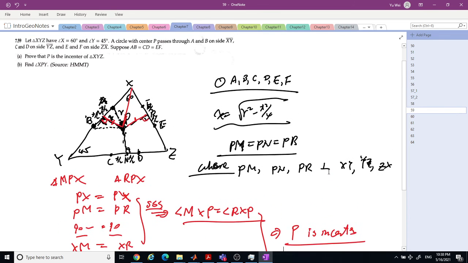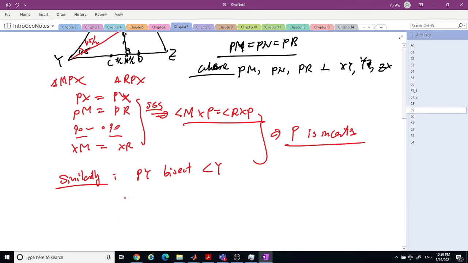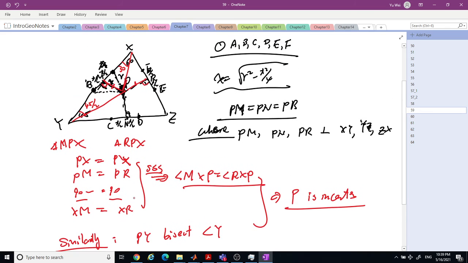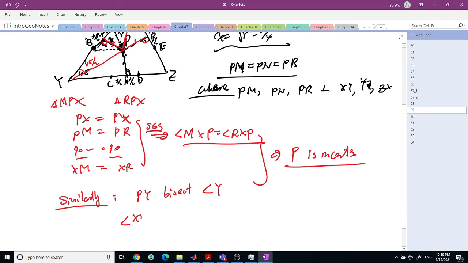Okay. So the next question is to find the angle XPY. This is simple, right? You know this is 30. This is 45 over 2. Then the angle XPY is equal to 180 minus 30 minus 45 over 2. So this is 255 over 2.